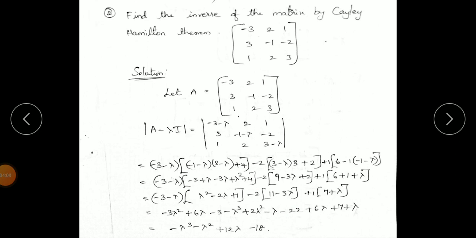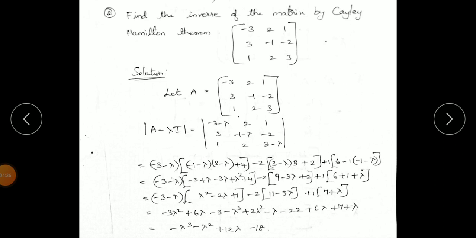Find the inverse of the matrix by Cayley-Hamilton theorem: minus 3, 2, 1, 3, minus 1, minus 2, 1, 2, 3. We have to find the inverse, as well as verify the Cayley-Hamilton theorem. So what is the question they are asking? They have given one matrix and we have to verify the Cayley-Hamilton theorem, as well as find the inverse of the matrix also. This type of question will come in the 10-mark question.